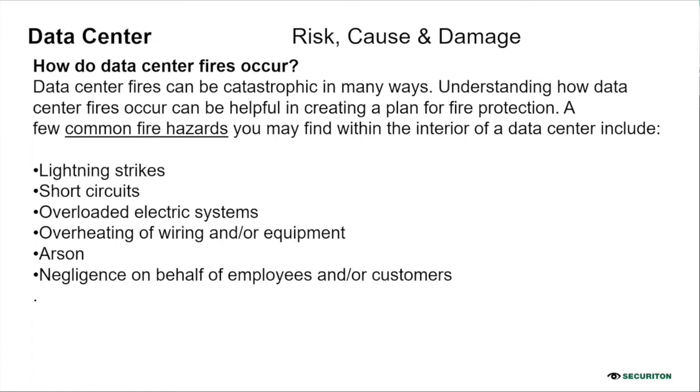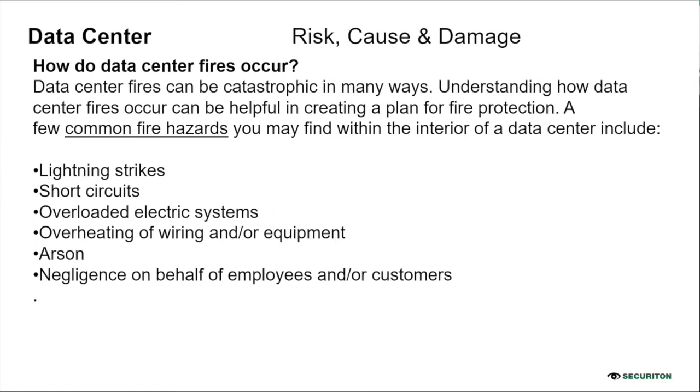On average, servers and cooling systems account for the greatest share of direct electricity used in data centers, followed by storage devices and network devices. So a lot of electricity consumption takes place, resulting in the overloading of the electric systems, overheating of wires and other equipment. Then arson.